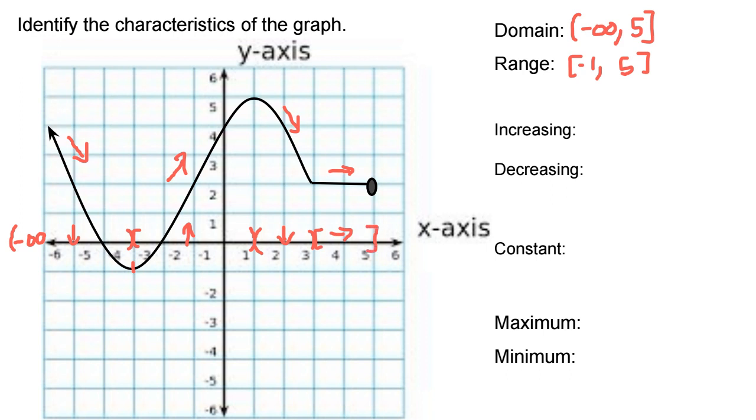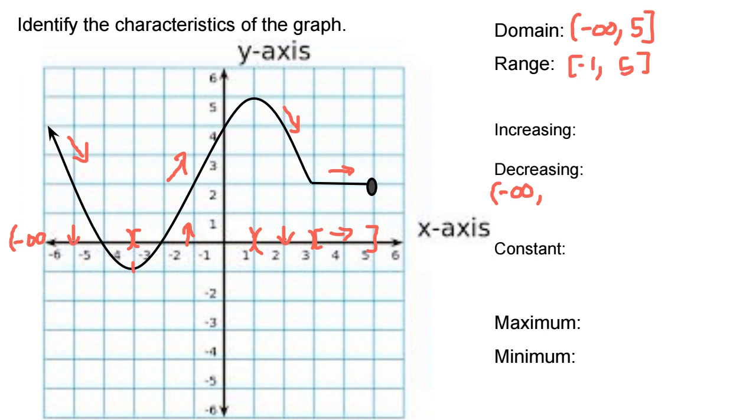Okay, I've outlined my intervals of increasing and decreasing, so I'm going to go ahead and write it. I'm going to start over here, and it looks like I'm decreasing, starting from negative infinity. Remember, with negative infinity, we use parentheses. And it continues all the way to -3.